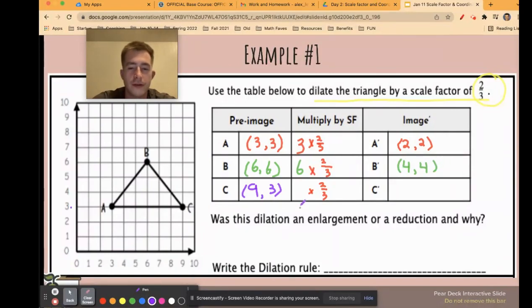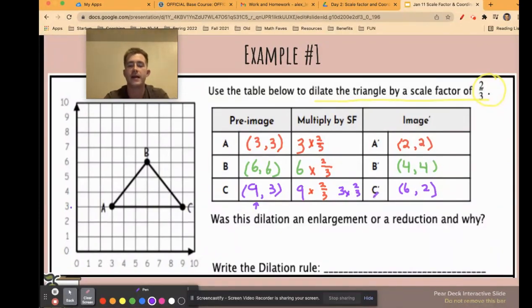Last one, multiply both these numbers by 2/3. First off, what is 9 times 2/3? 9 times 2/3, calculator should give you 6 for that. So x value would be 6 here. And for the y value, we already multiplied 3 times 2/3 up here. We know that 3 times 2/3 would give me 2. So 6, comma 2 would be my new coordinate for that image.